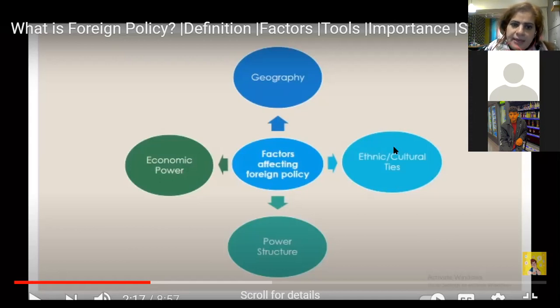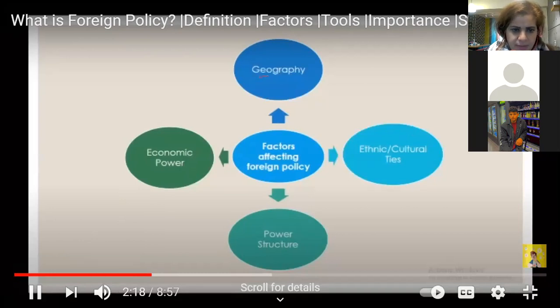Today it's more, if you can see, from the perspective of a different culture. Economic power, right? Ethnic cultural ties, power structure, and geography. So I want to keep in mind here the difference and to add on the different characteristics from this culture. Obviously, if we talk about the Arab world, foreign policy will be different. So let's complete. Put this in mind. Great. It's the geography where the country is located.